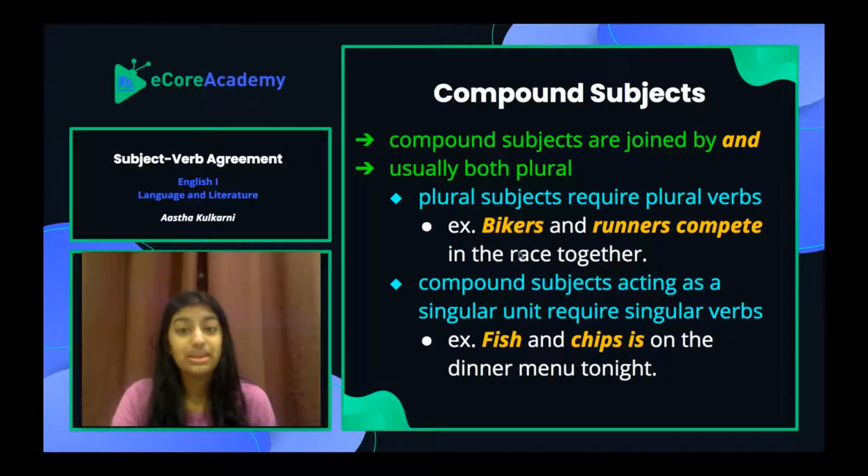So that's why you can see bikers and runners, they're both plural because they have an S, are using a plural verb, which is compete. Bikers and runners compete in the race together.